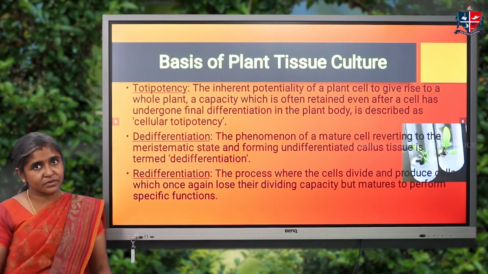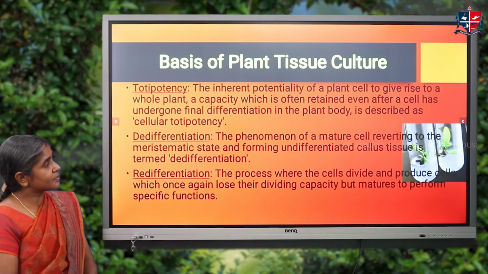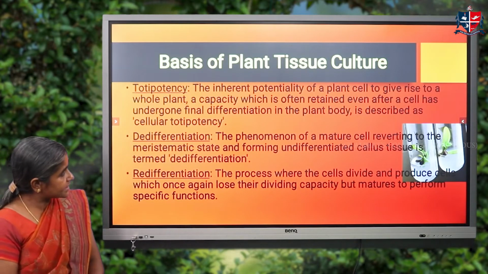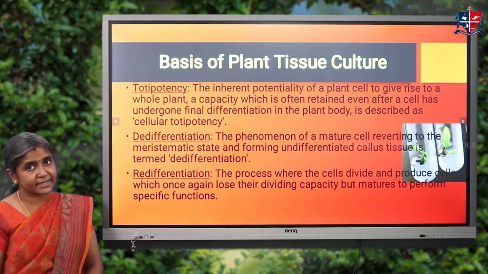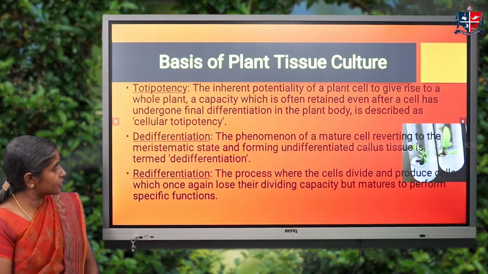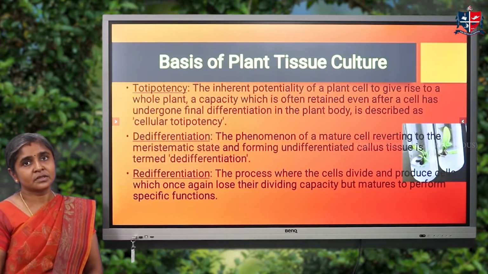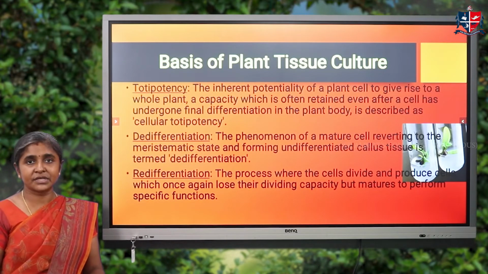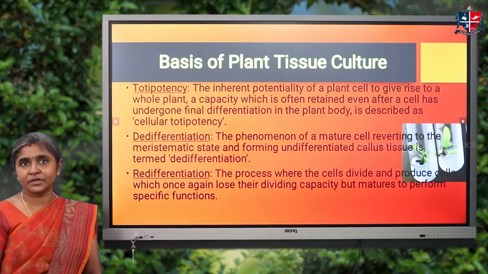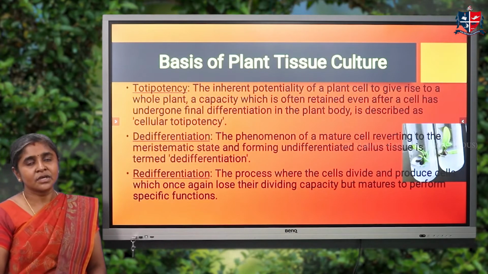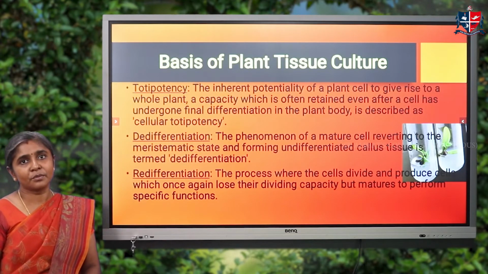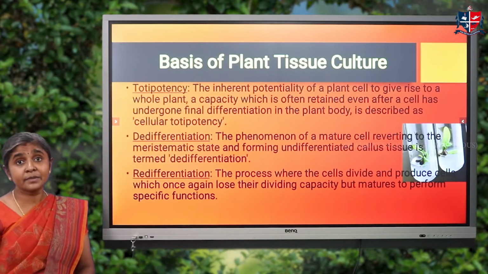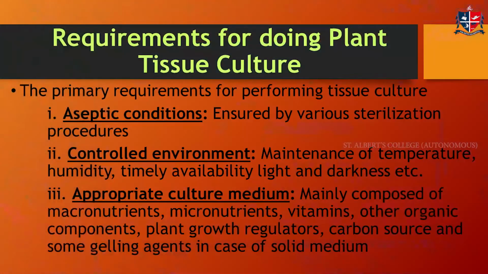Redifferentiation is just the reverse. Here, it is a process where the cells divide and produce cells which once again lose their dividing capacity but mature to perform specific functions. So, dedifferentiated cells, when they undergo differentiation again, this phenomenon is referred to as redifferentiation. So, altogether, these two phenomena leading to the totipotent capacity of plant cells help in plant tissue culture happening.